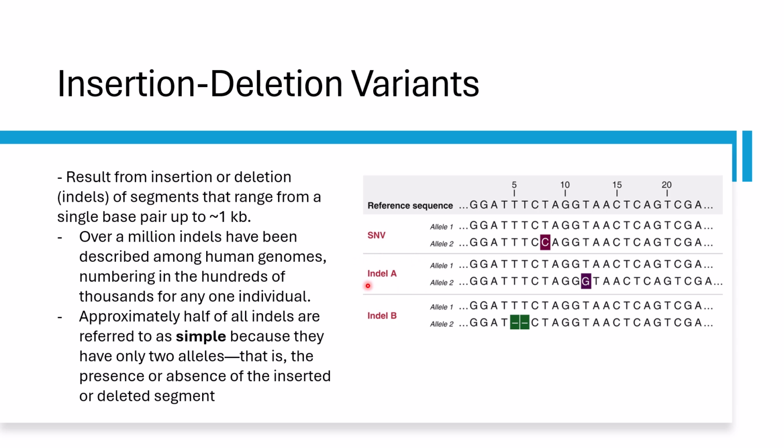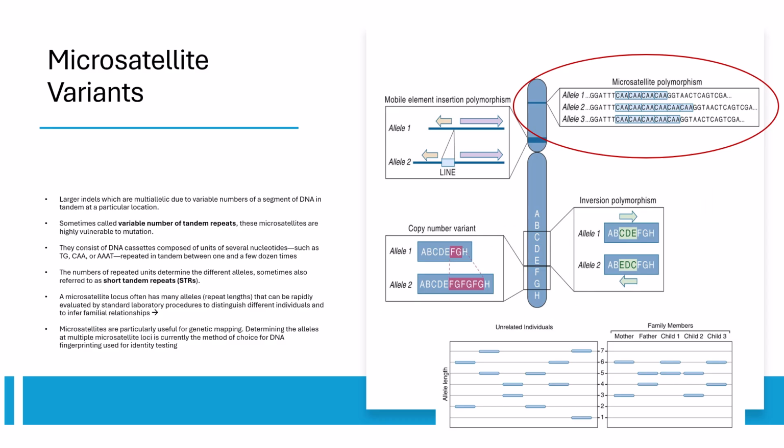So for example, in indel A here, we notice an insertion of a G between positions 11 and 12 of the reference allele. So G here is added between 11 and 12. This is another example, of deletion variants. Indel B has a two base pair deletion at positions 5 and 6. So the T here has been deleted from that position.